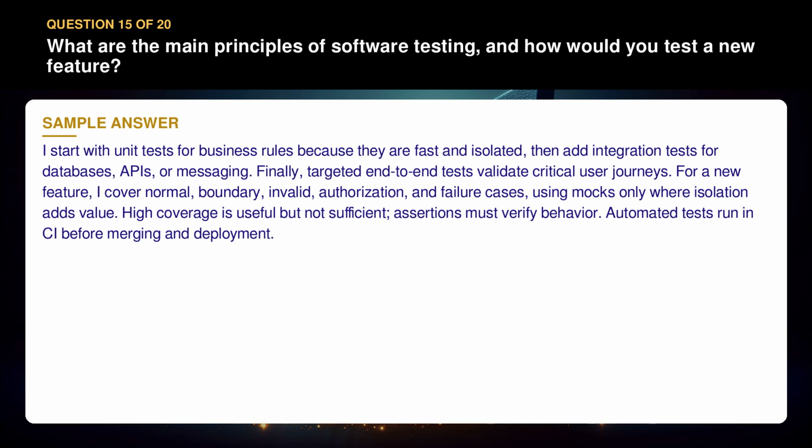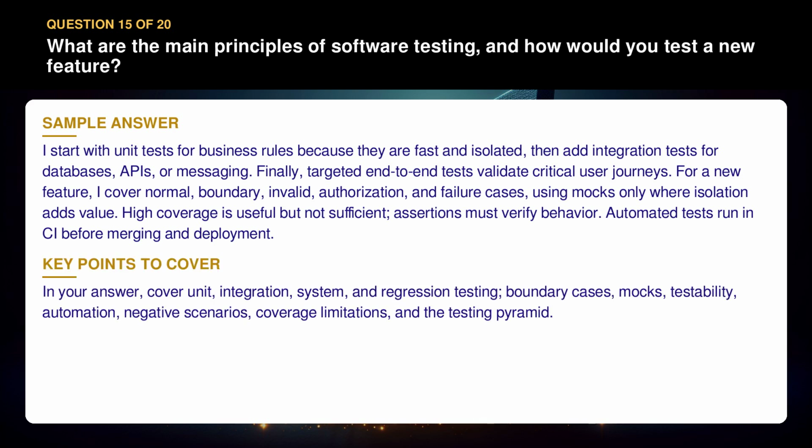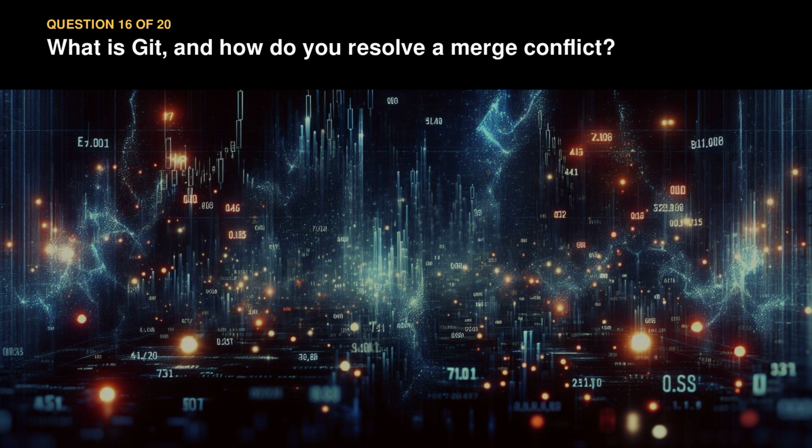High coverage is useful but not sufficient. Assertions must verify behavior. Automated tests run in CI before merging and deployment. In your answer, cover unit, integration, system, and regression testing, boundary cases, mocks, testability, automation, negative scenarios, coverage limitations, and the testing pyramid.